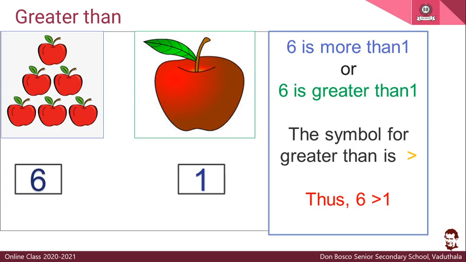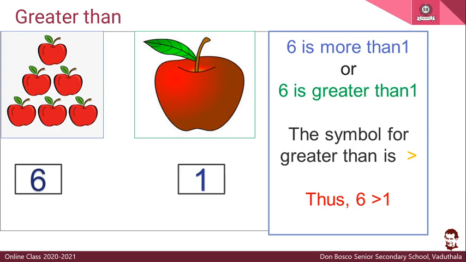And how many apples are there in the second picture? Oh, you are very fast. Yes, it is 1. So, in the first picture you can see 6 apples and in the second picture you can see 1 apple. Which is more, 6 or 1? 6. So, we can say that 6 is more than 1, or 6 is greater than 1.